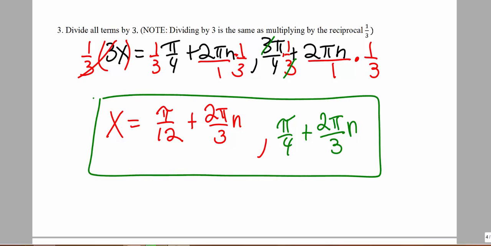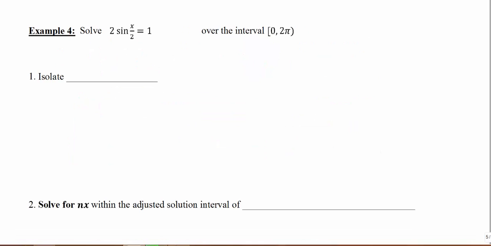So here's all possible coterminal solutions for the actual angle x itself. Here we want to solve this equation for x, and x has to be over the interval 0 to 2 pi. So we have 2 times sine of x divided by 2 equals 1. This time our input angle is x divided by 2.